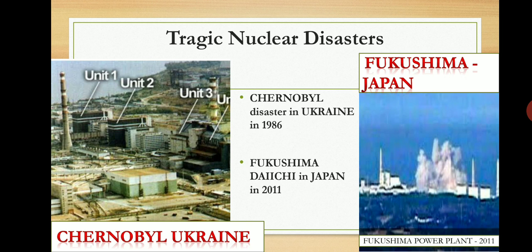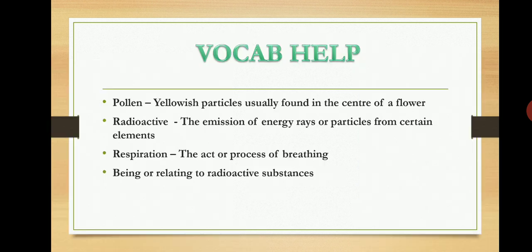So that brings us to the end of the entire chapter. I just want you to remember some of the words that we have learnt in this lesson. What does the word pollen mean? I told you pollen is a natural pollutant. It means yellowish particles usually found in the center of a flower. In the center of a flower you will find different small tiny yellow particles. These yellow particles are called pollen.